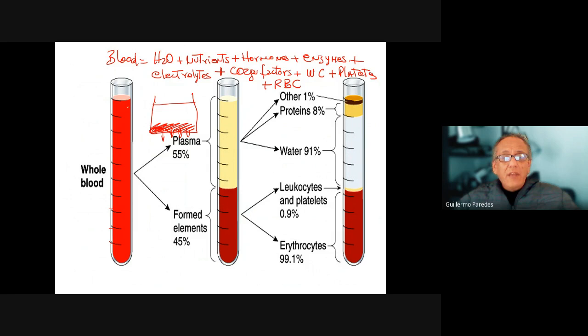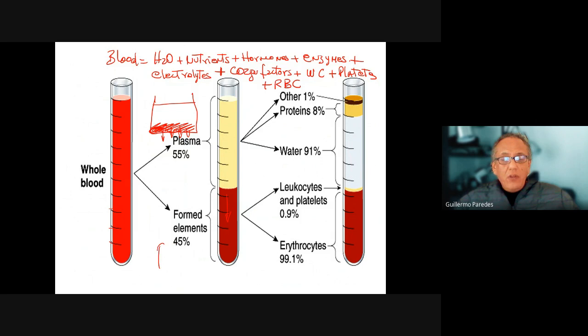In the blood, we have all these elements: hormones, enzymes, electrolytes, white cells, etc. And some elements are heavier than others. So if you leave the tube for a while, you will see that it is exactly the same as what happened with the soil and the water. The heavier elements are going to go to the bottom. Who are these heavier elements? The heavier elements are basically the red blood cells.